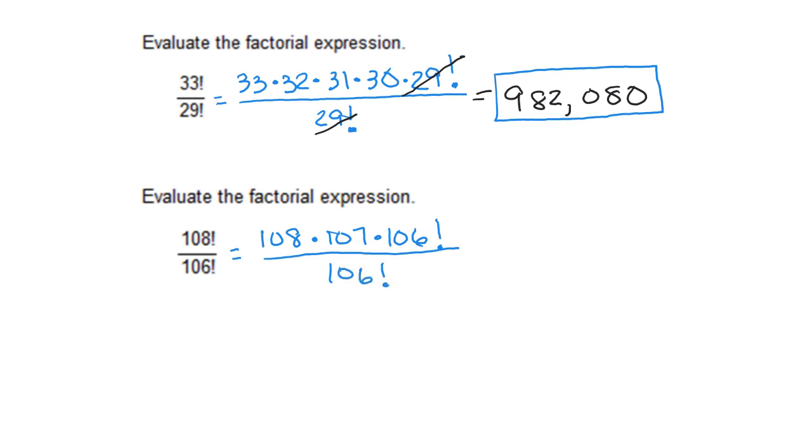So 106 factorial. Dividing out the 106 factorial, I'm left with 108 times 107, which will give me 11,556. Make sure you put this in your calculator twice and confirm that you have the same answer. That's the best way to check to make sure you did that correctly.